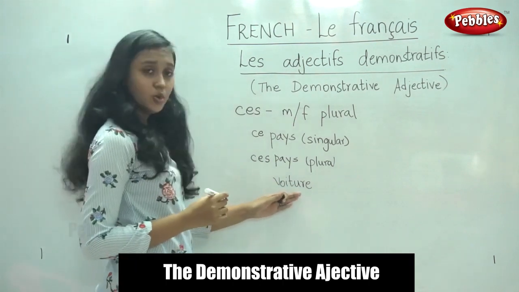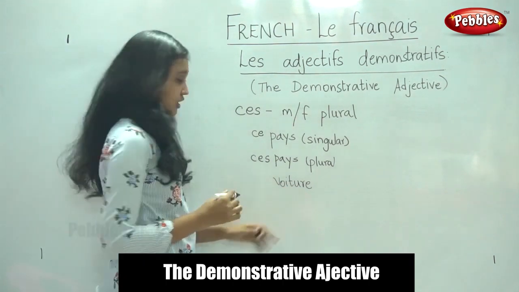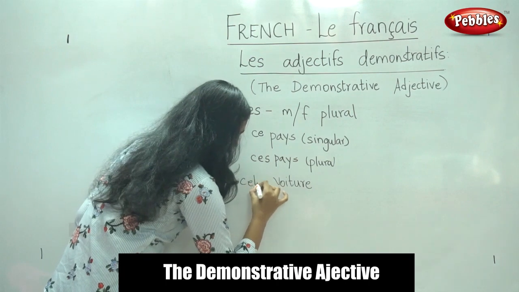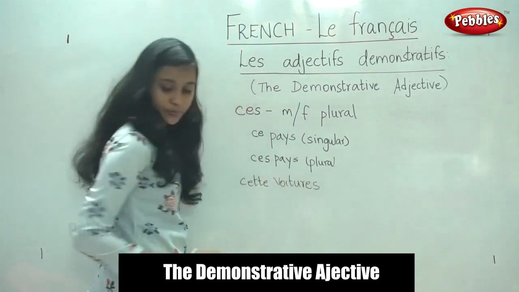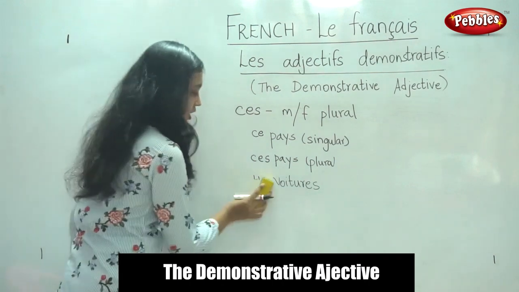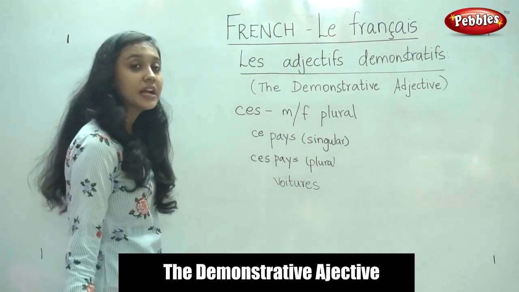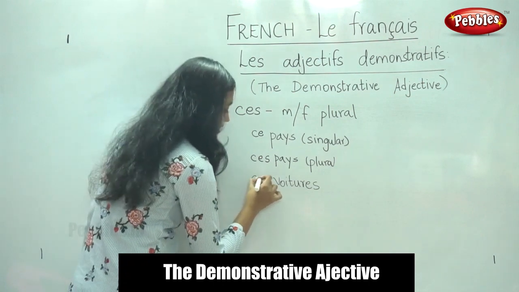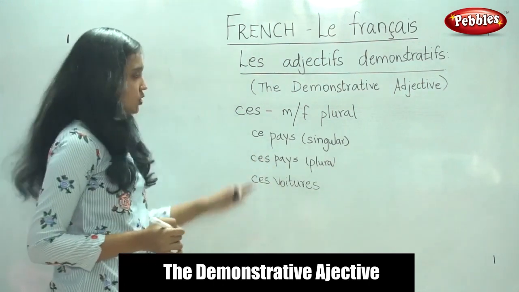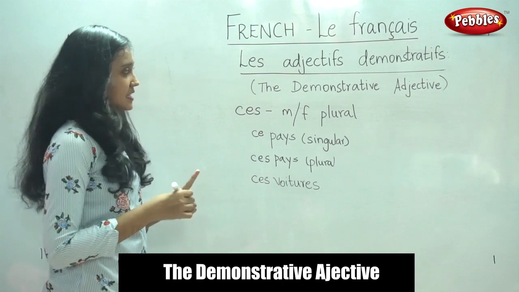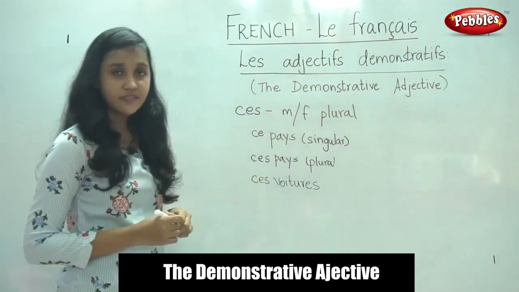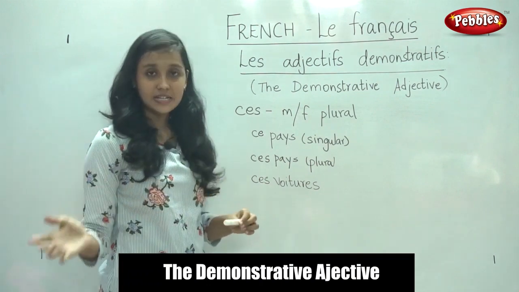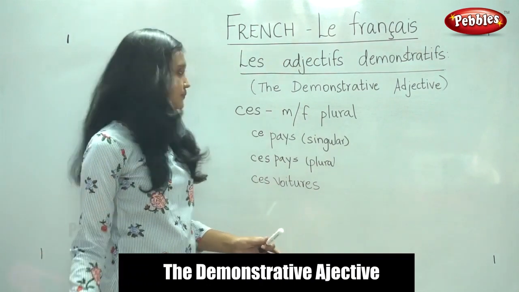Voiture. Now, it is in the feminine singular form, so we would write cette voiture. Now, if it is in the plural form, we wouldn't write cette. What would we write? We would write ces voitures. So, very simple concept. This is les adjectifs démonstratifs, the demonstrative adjective. It is used to show a person, a place or a thing.